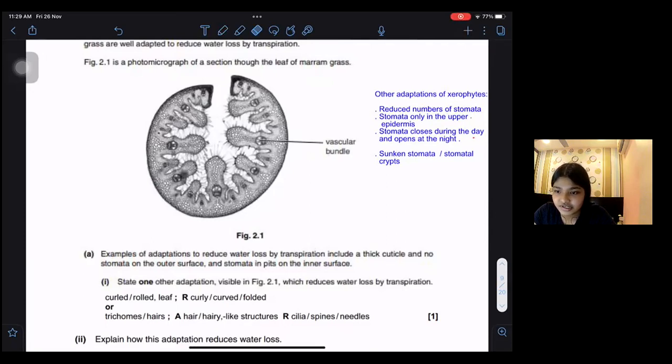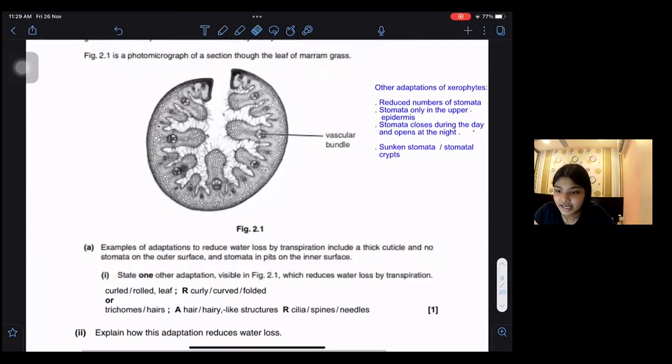In general, some other adaptations of other xerophytes include reduced numbers of stomata, or the stomata can only be found in the upper epidermis. We can also say that the stomata can close during the day and open during the night to reduce water loss by transpiration during the day and also to prevent the plant from wilting. And also sunken stomata and the presence of stomatal crypts.